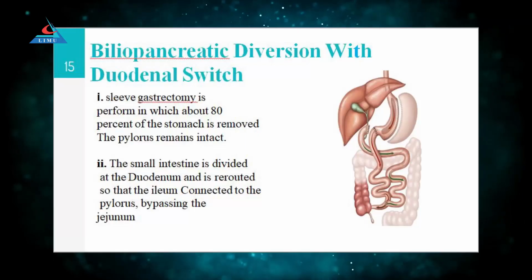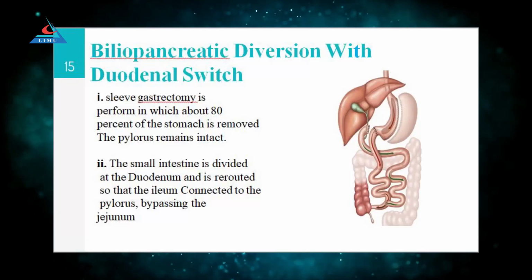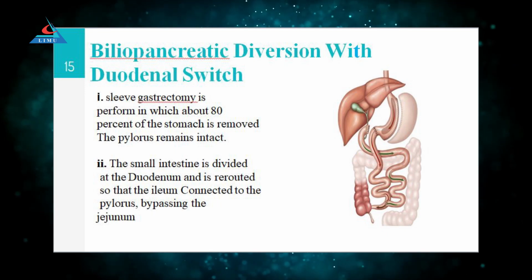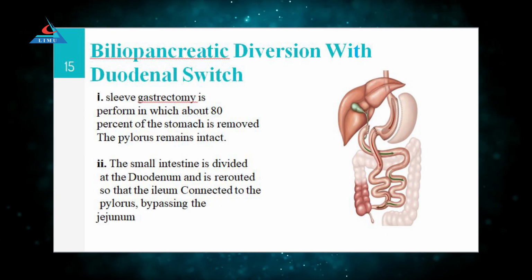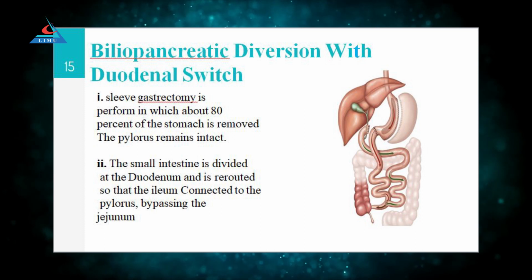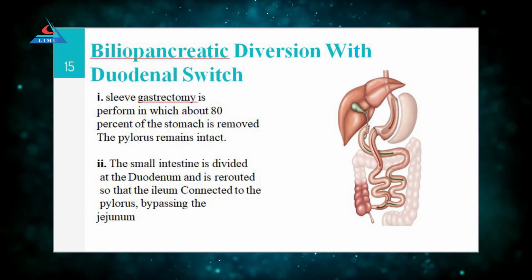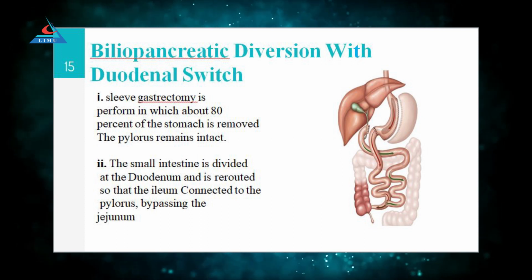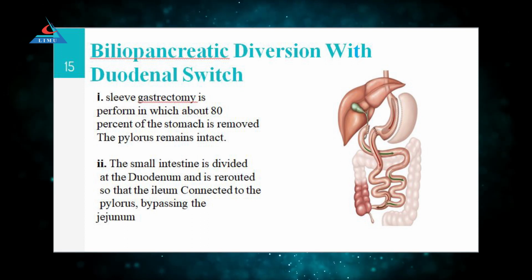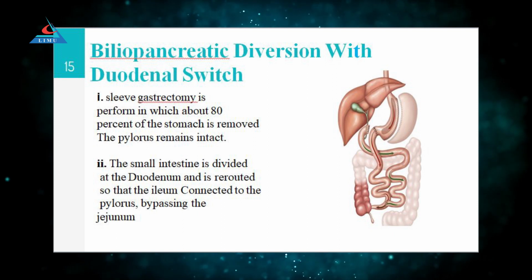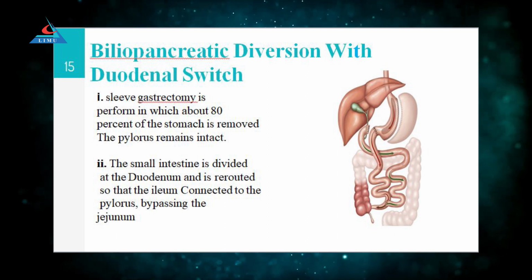Biliopancreatic diversion with a duodenal switch. It's an example of malabsorption surgery. First of all, surgeons do a sleeve gastrectomy, as I said, by removing 80% of the stomach. And then the small intestine is divided at the duodenum and rerouted so that the ileum is connected to the pylorus, bypassing the duodenum, as we can see here.